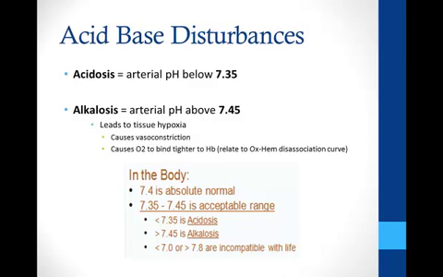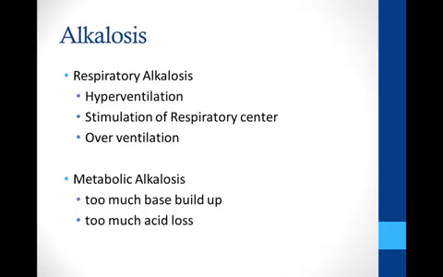Acid-base disturbances. Anything below 7.35 we consider acidotic, and if you're above 7.45 you're alkalotic. Alkalosis will lead to tissue hypoxia, cause vasoconstriction, and cause O2 to bind tighter to the hemoglobin. Respiratory alkalosis is hyperventilation, the stimulation of the respiratory center, and overventilation, including mechanical overventilation.